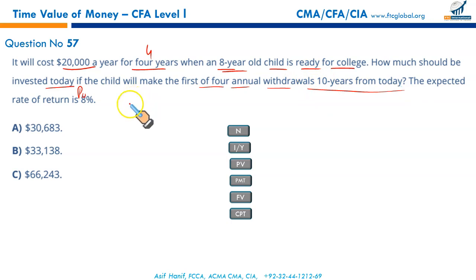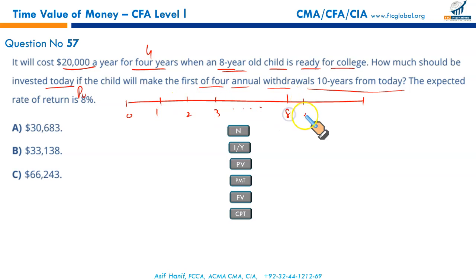10 years from today. So a timeline would help in questions like these, starting with year 0, 1, 2, 3, and so on, 8, 9, 10, 11, 12, and so on, whatever might be required. Since the first payment is to be made at the end of the 10th year, it's going to be the first payment of 20K at the end of year 10, and then 11, 12, and 13. This is the last payment, in year 13, right? What should we invest now so that the child will receive 20K from year 10 onwards? We have to find what we should invest today.